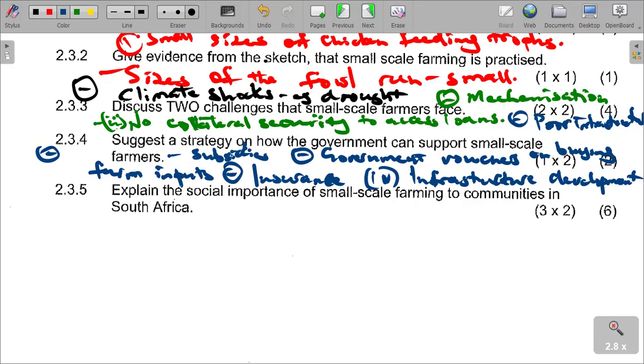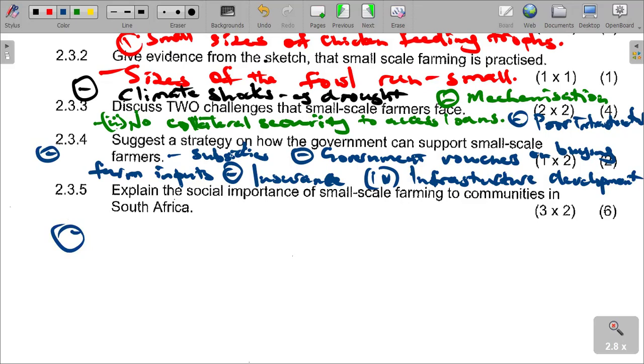Markets, provision of reliable markets, and also even government empowerment, education and training. There are also good government support services that we can talk about. Explain the social importance of small-scale farming to communities in South Africa. The advantage of small-scale farmers for this one.